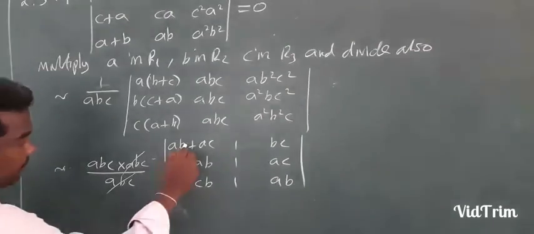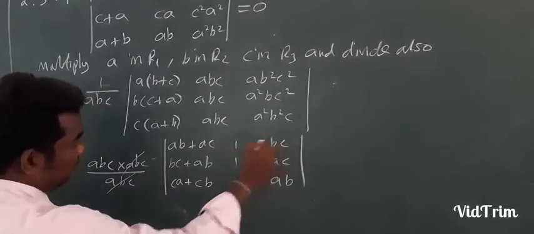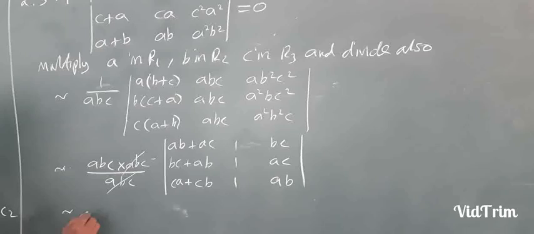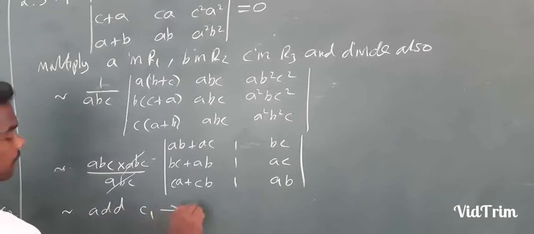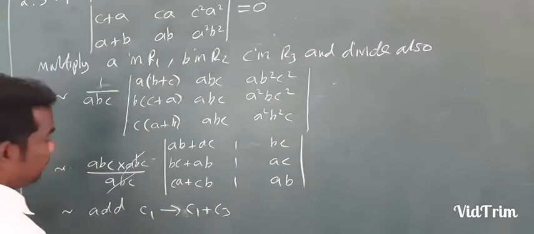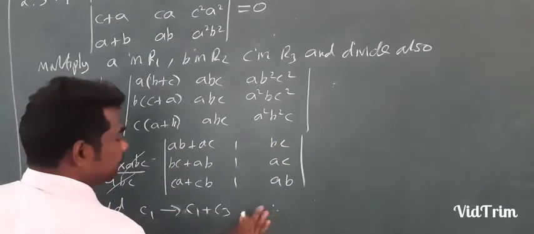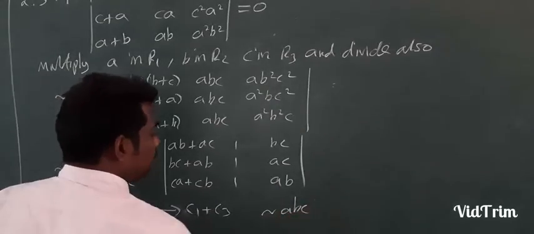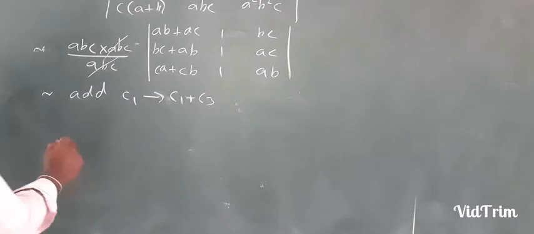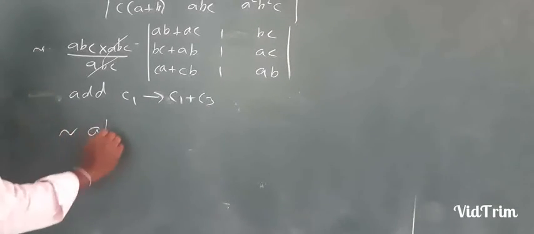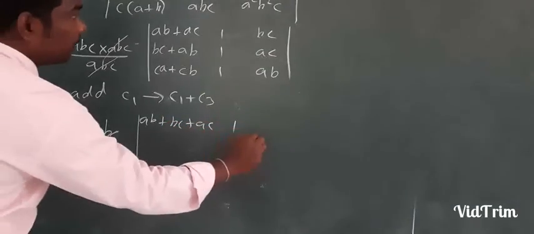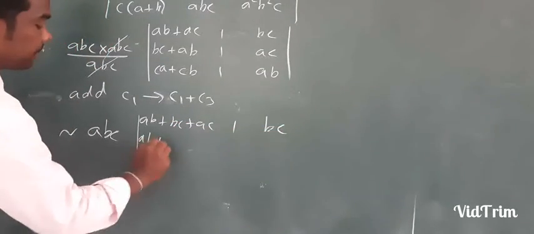Again, if you add the first column and third column, it will be equal to ab plus bc plus ca. So you may apply C1 becomes C1 plus C3. First column plus third column will become the remainder term abc. The remainder term abc is ab plus bc plus ac, 1, bc, here also the same.